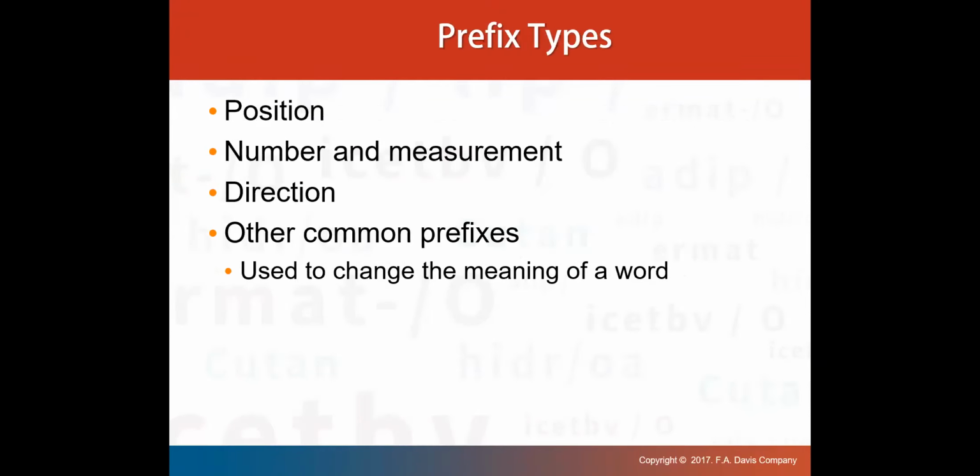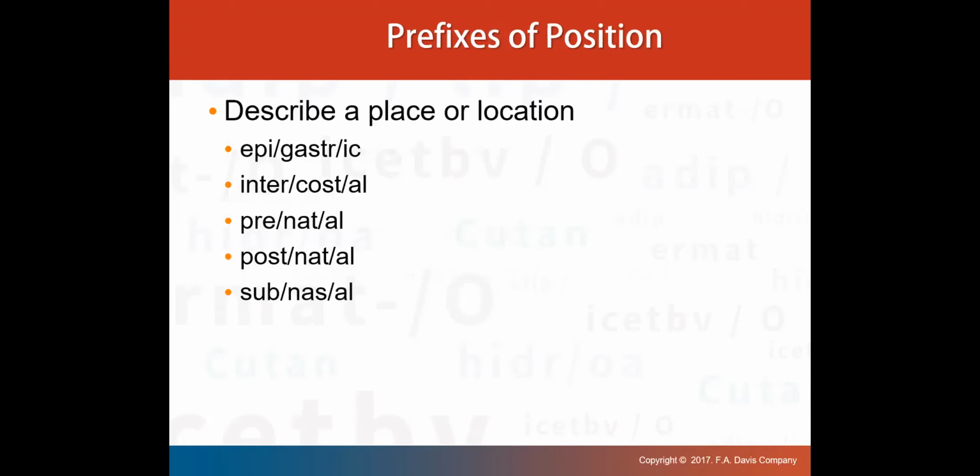Prefixes can describe position of something. They can describe a number or a measurement of something, a direction of something, or there are some prefixes that are used to actually change the meaning of a word, okay?